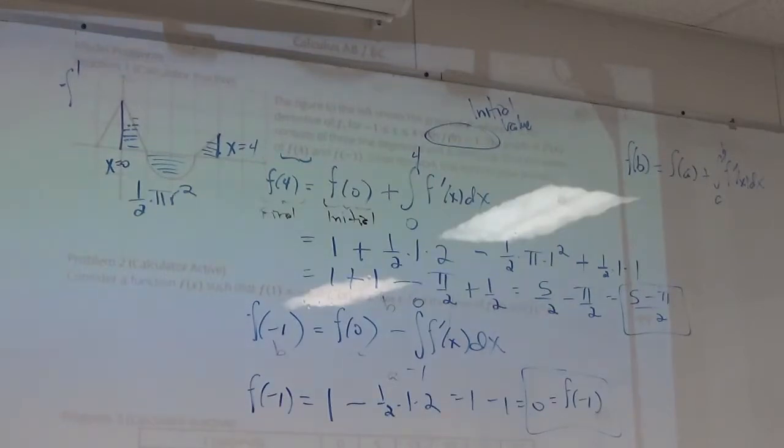Find f of pi for f of x such that f of 1 equals -4, if f prime of x equals x times cosine of x.